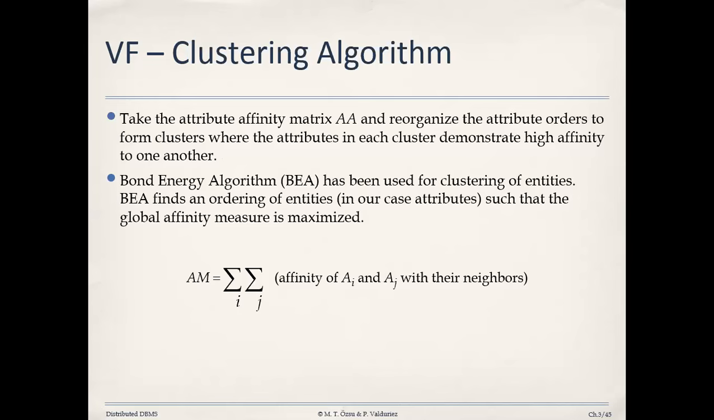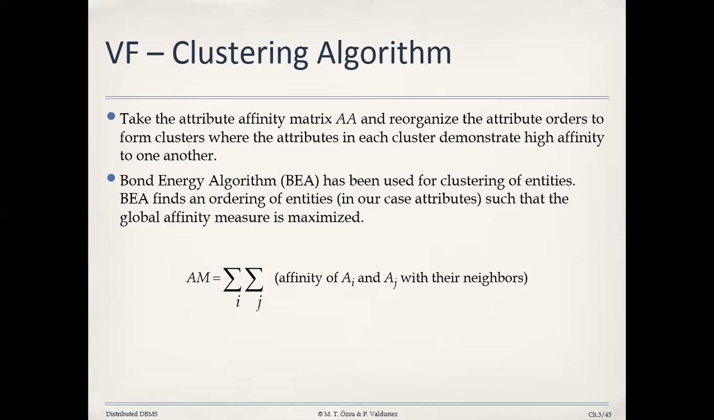to find out the clusters, and for this purpose you have to apply an algorithm called the bond energy algorithm, which has been used for clustering of entities. BEA finds an ordering of entities such that the global affinity measure is maximized. So whenever we apply the BEA, it always calculates the global affinity, and whenever the global affinity value is maximum, there it will stop. It means that is the best possible cluster we have.